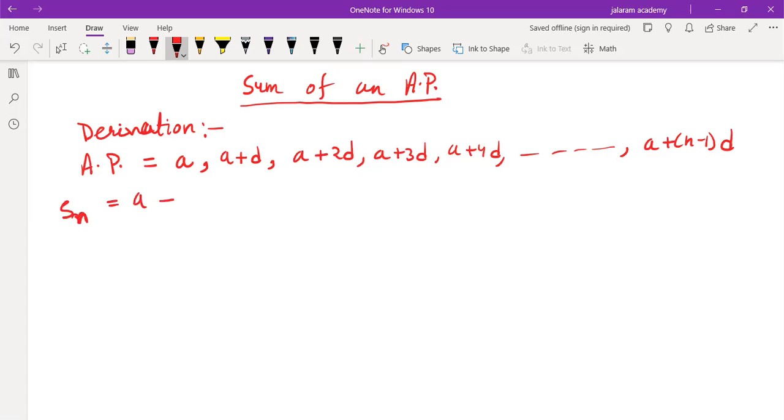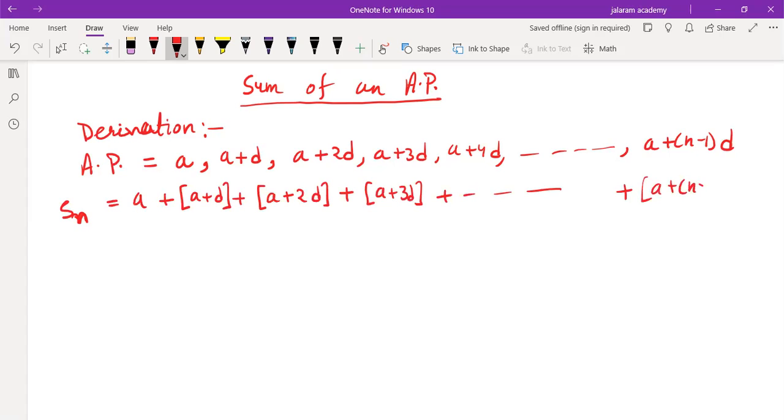So we can write it in series form. We know that whenever an AP is written in summation form, it is called a series. So first term A, second term is A plus D, third term is A plus 2D, fourth term A plus 3D, and so on. The nth term is A plus n minus 1 into D.